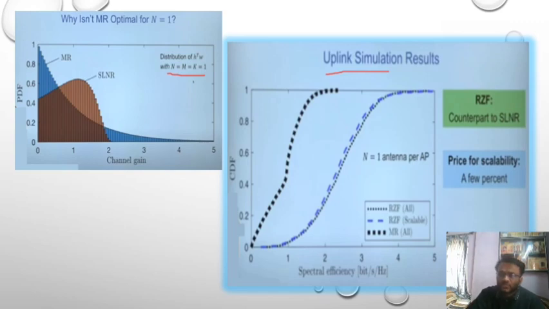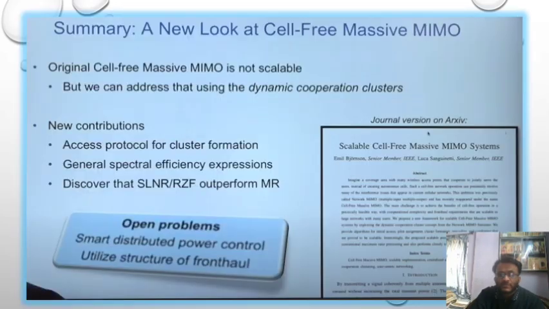Similarly, in the case of the uplink, the regularized zero-forcing receiver is used, which is a counterpart of the SLNR, and it gives us better spectral efficiency than the previously used MR techniques. Even here you can find almost double the performance. So in both cases we can conclude the same.